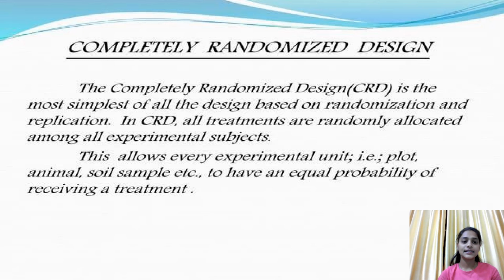Completely randomized design. The completely randomized design is the simplest of all designs, based on randomization and replication. In a CRD, all treatments are randomly allocated among all experimental subjects. This allows every experimental unit, plot, animal, soil sample, etc., to have an equal probability of receiving a treatment.